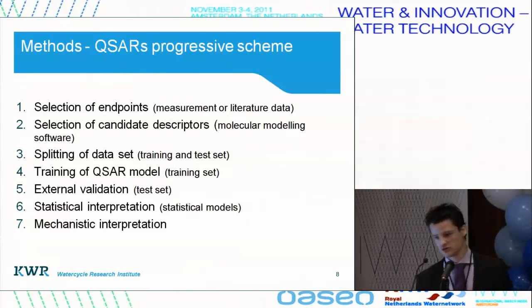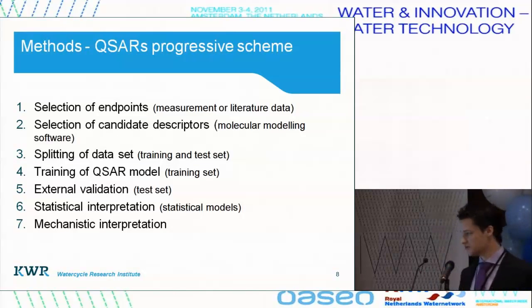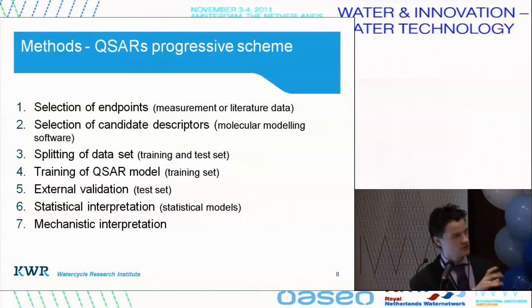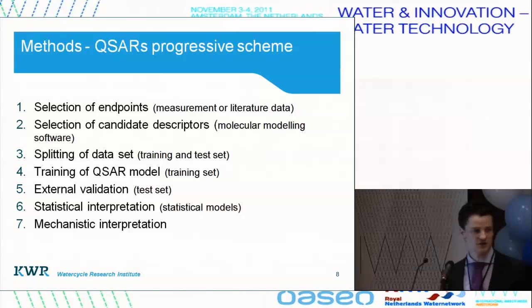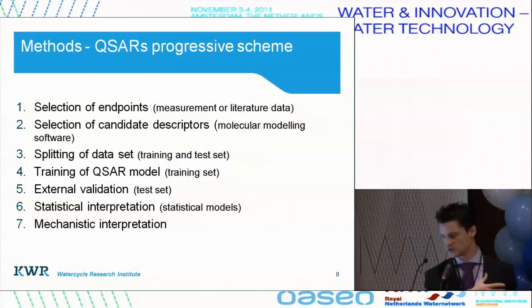So we use a sort of progressive scheme to develop these QSARs, and I used 7 steps, and I will follow them with you. I will show an example of the UV advanced oxidation process for the reaction rate with hydroxyl radicals, to show what results we obtain from that QSAR approach.